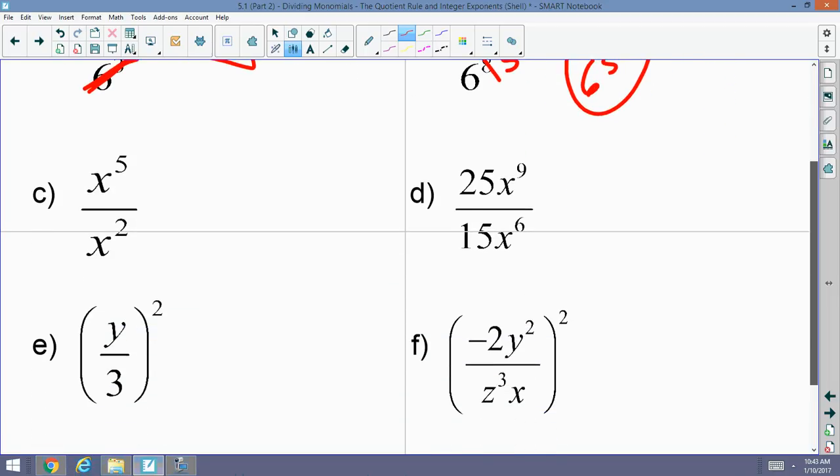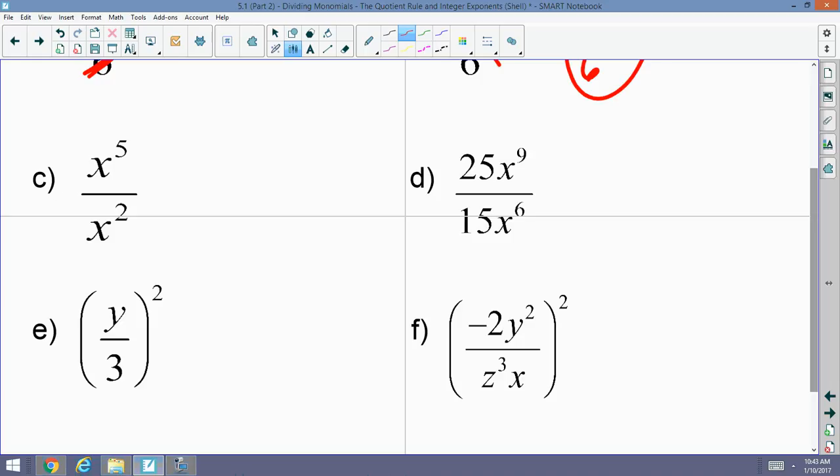Now, okay, I got x to the fifth divided by x squared. Check it out, guys. Can't I take 2 x's from the bottom? If I take 2 x's from the bottom, I must take 2 x's from the top. Am I now left with x cubed in the numerator?